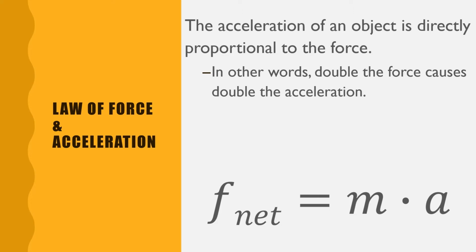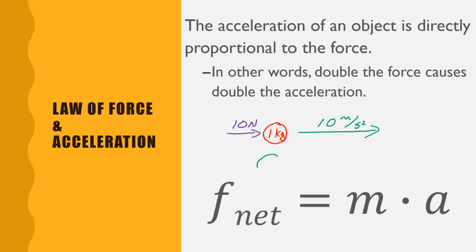Let's do a very simple example. Let's say I have a ball that weighs 1 kilogram. I'm going to push this ball with a force of 10 newtons. Since this is an unbalanced force, the ball is going to go off in this direction. But the question is, what is the acceleration? My acceleration is 10 meters per second squared.